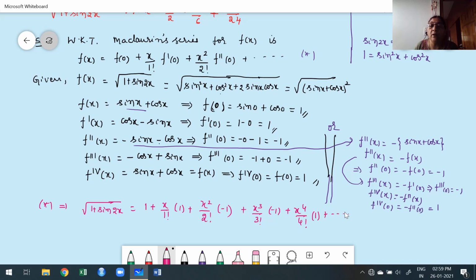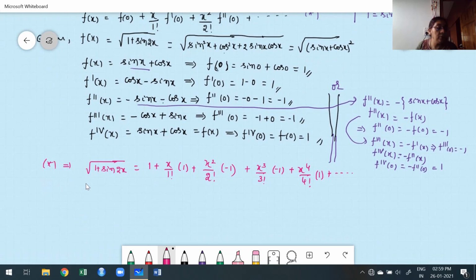You know why I stopped finding derivatives of the function: because they are asking to expand up to the term containing x to the power of 4. Therefore, now I have to simplify it, because the required result is not in the factorial form. That's why we have to simplify.